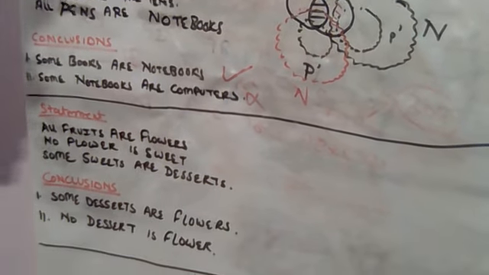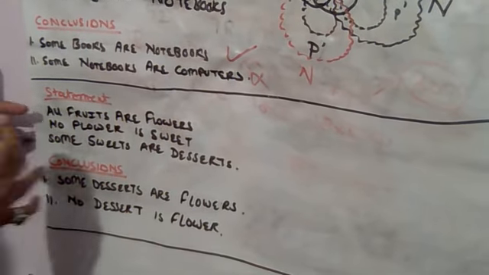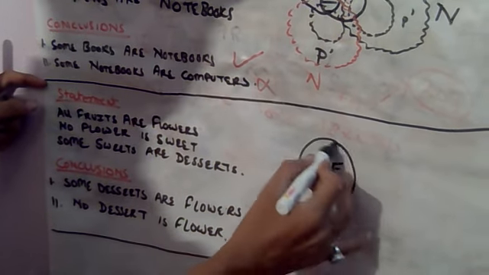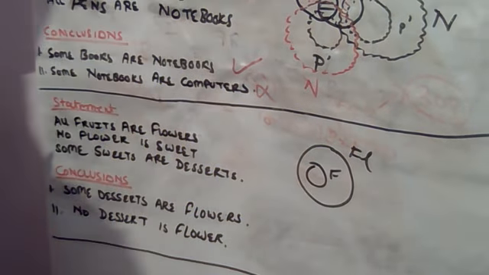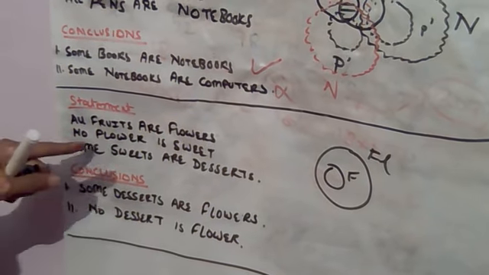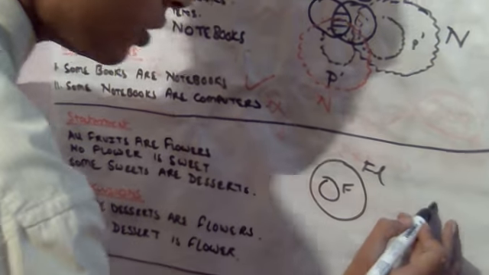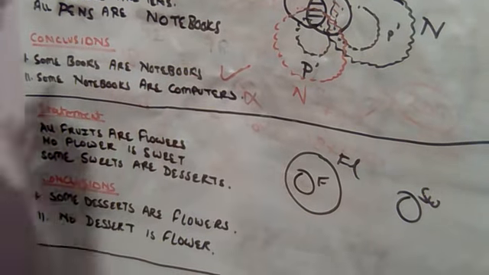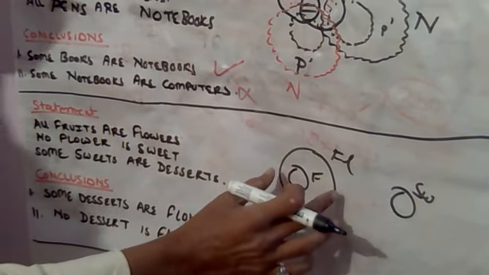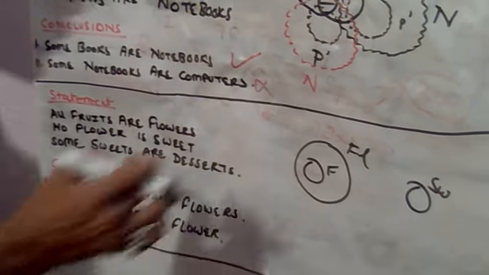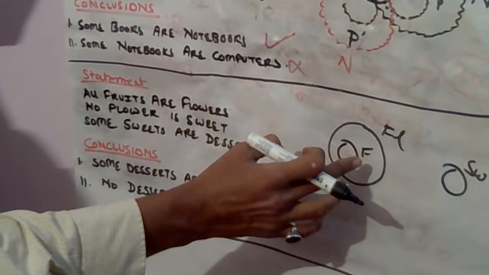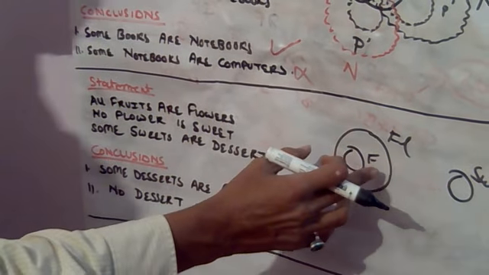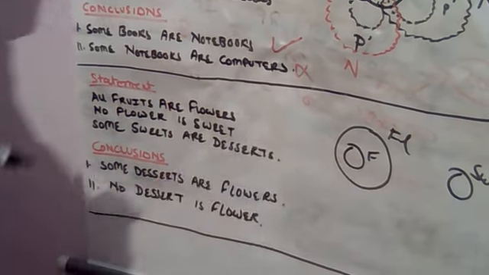Now let's come to the next question. The next question says all fruits are flowers. Let this be fruit, and let this be flower. FL stands for flower. Now it says no flower is sweet. So we have to make a circle that is different from flower. Sweet is not in any way connected to the flower, and if it's not connected with flower, it's not connected with fruit as well, as if China is not connected with India, it's not connected with Lucknow as well.